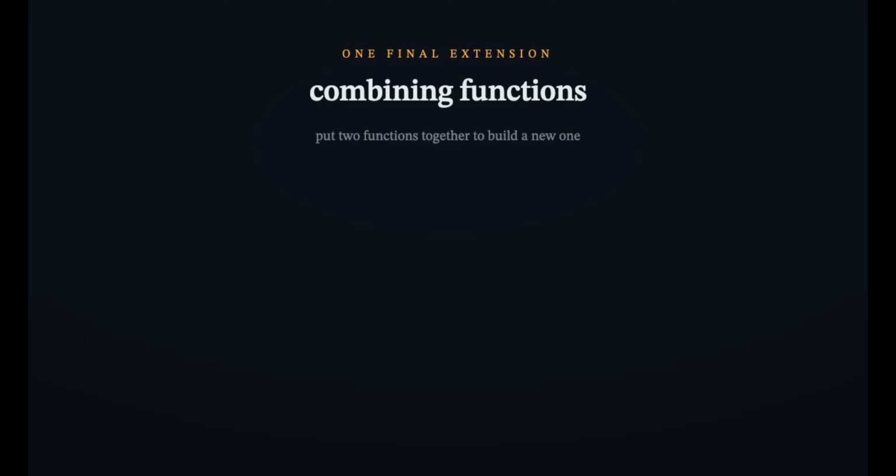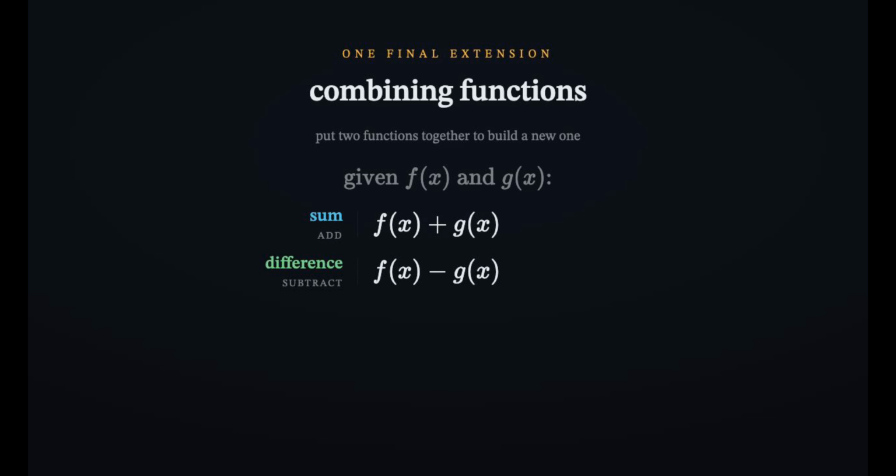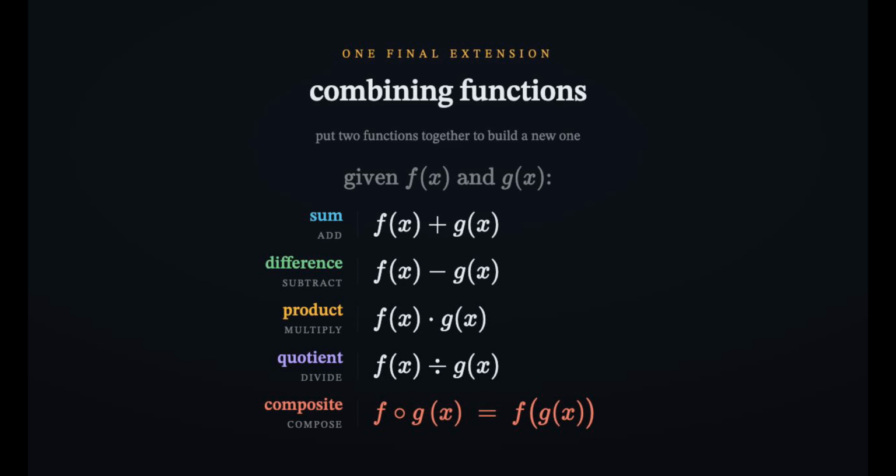Often, functions can be put together to create a new function. So if you had two functions, f of x and g of x, you could add, also called the sum, f of x plus g of x. Subtract, also called the difference, f of x minus g of x. Multiply, also called the product, f of x times g of x. Divide, also called the quotient, f of x divided by g of x. And put them inside each other, also called composite, f of g of x or f o g of x. And you can do that with 3 or more functions too.